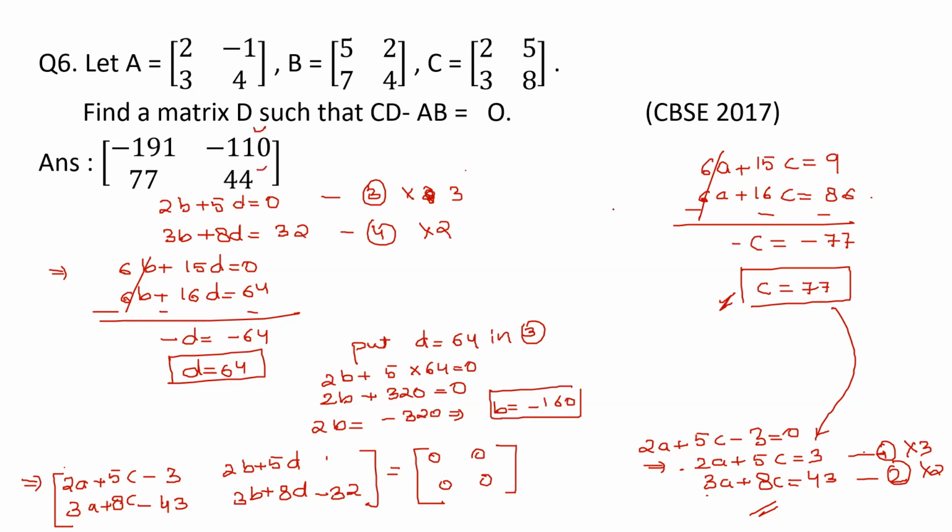So let me check this one. This is minus 320 and plus 5 into d. So 64 into 5 is 320. So this is fine. And the same thing will satisfy this: minus 480 plus 8 into d, 8 into 64 is 512. And then we have 32. So this is fine.